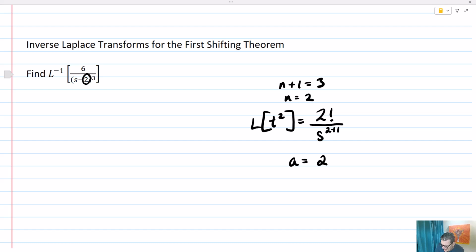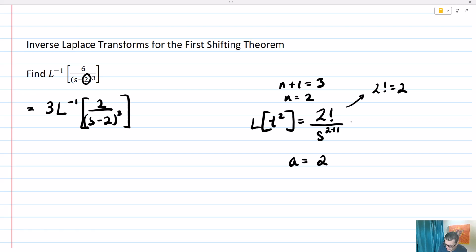The one other thing I need to get is that this 2 factorial ends up equaling 2, so that's not what I have on top. Instead, I have 6, so I'm going to have to pull out a 3. So I'm going to take 3 times the inverse Laplace transform of 2 over (s minus 2) cubed. Now I have it in the right form. That's going to be 3, and then e to the 2t, that's where this 2 comes in, and then t squared. If I rewrite that, I've got 3t squared e to the 2t. And that, in fact, is the inverse Laplace transform of 6 over (s minus 2) cubed.